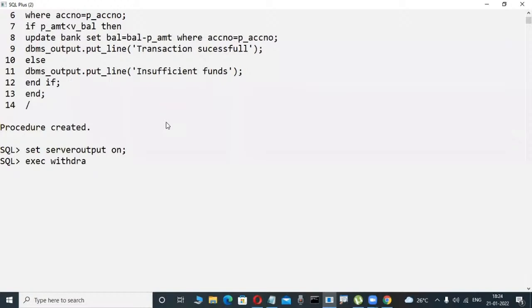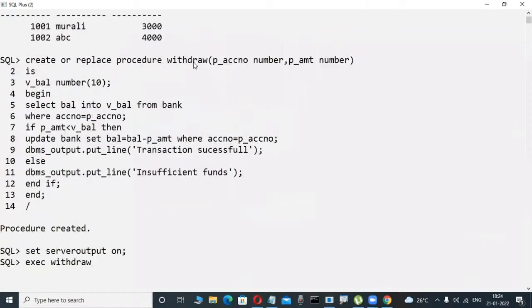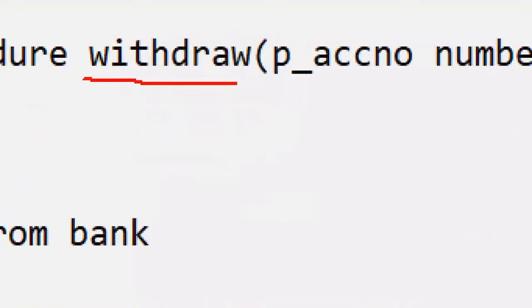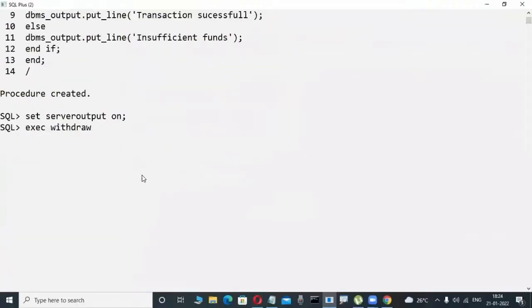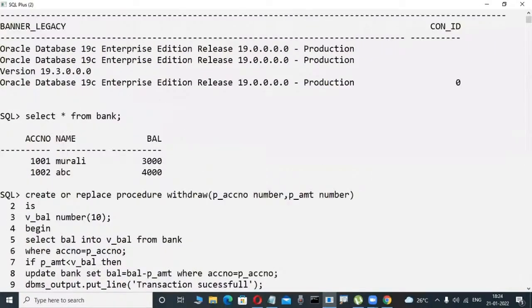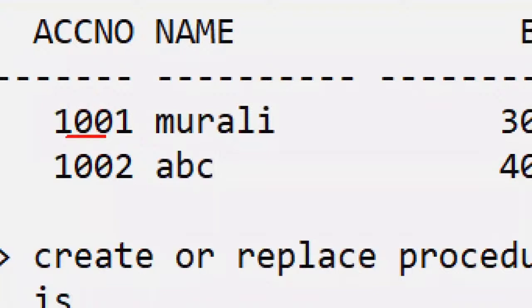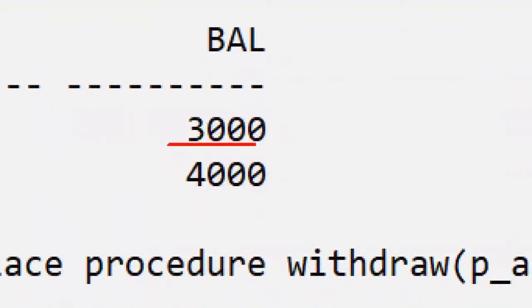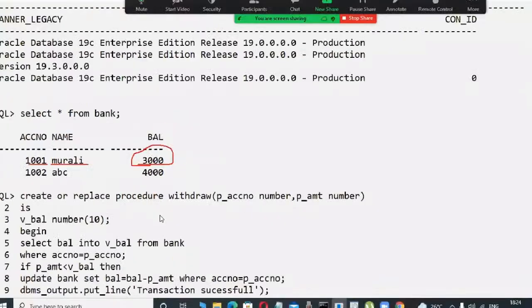You may not have an idea what all this is. Just observe it here. Withdraw is the name of my program that I'm giving. Okay, fine. Here I'm passing my account number 1001, comma, and I try to withdraw 9,000 rupees, for example. Observe my account number in this table, slowly observe it. 1001 is my account number, Murali is my name. My balance is how much? 3,000. In my table, 3,000 is the current balance.